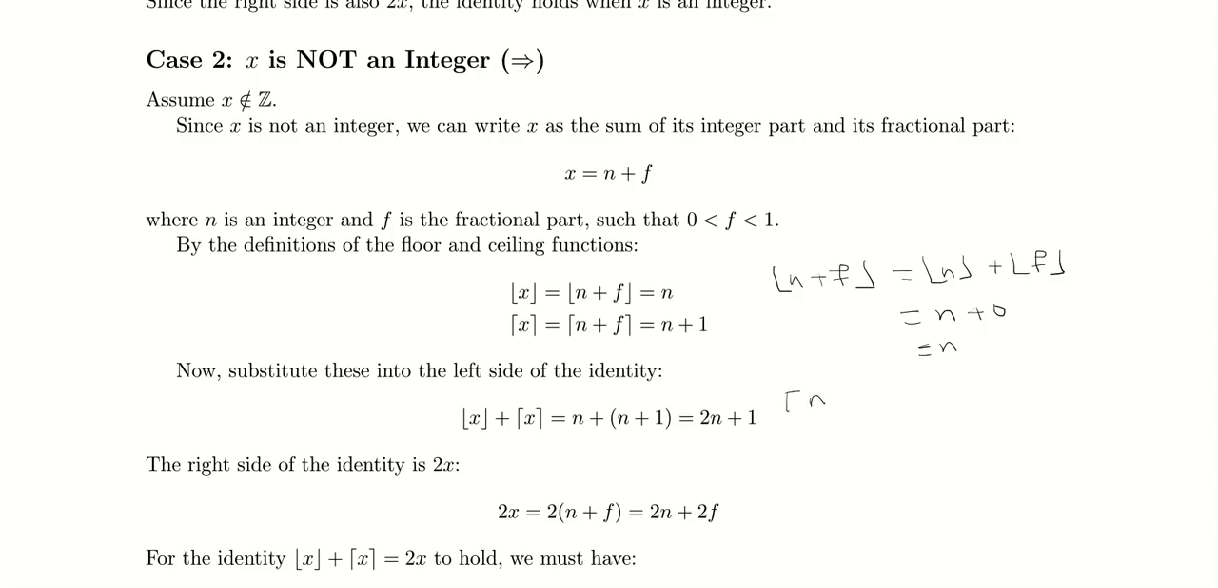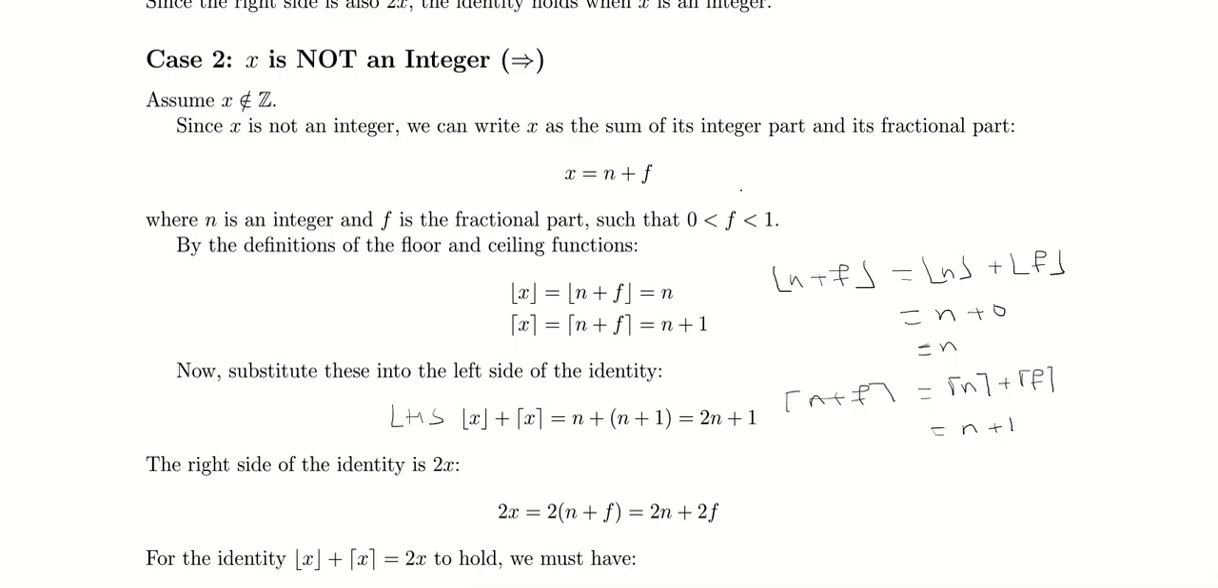Similarly, for the ceiling of n plus f, you can break it up as the ceiling of n plus the ceiling of the fractional part f. And the ceiling of n is an integer, that's why it's n. The ceiling of the fractional part f is 1, so that we get n plus 1. So now we have n plus n plus 1, which is equal to 2n plus 1. And this is the left-hand side, by the way.